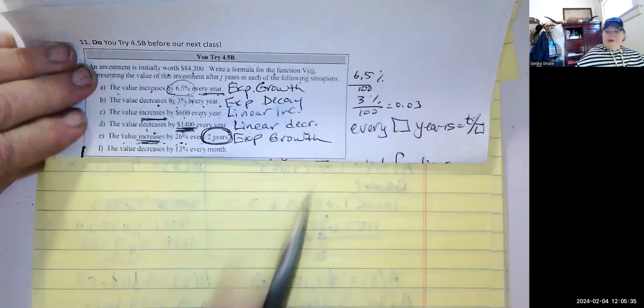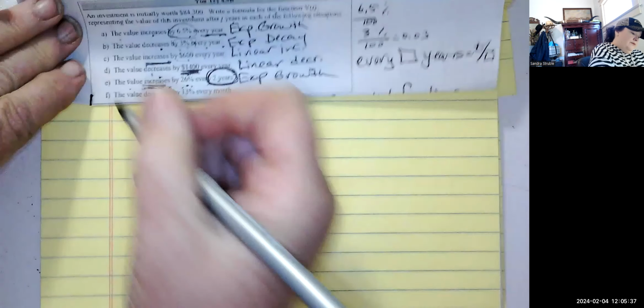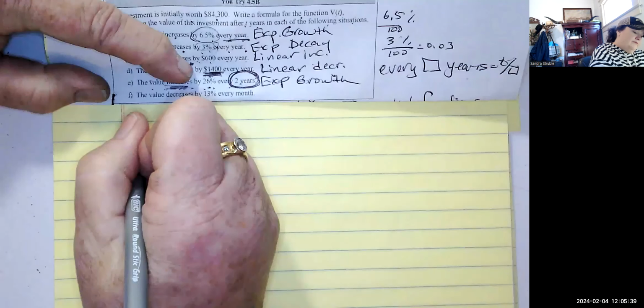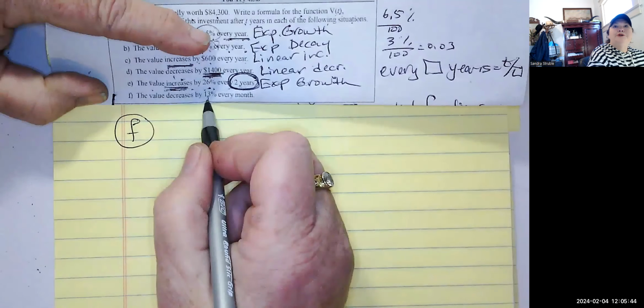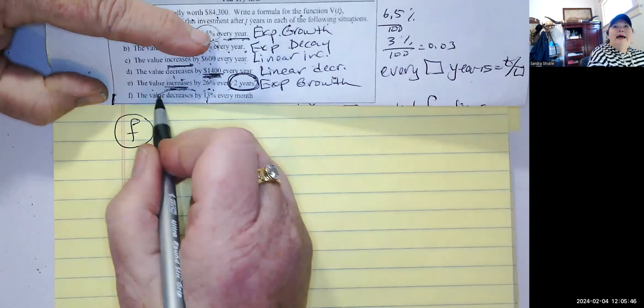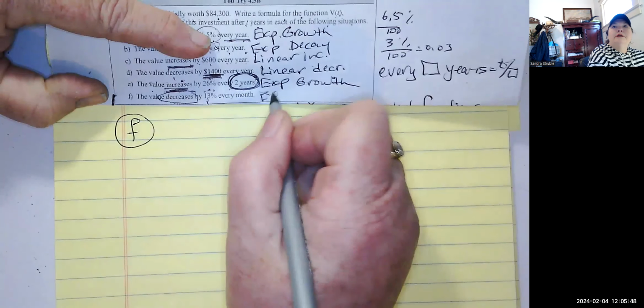So I'm going to get some to the paper. All right, F is same thing. It's exponential as well because it's 13%. It's decay, so exponential decay.